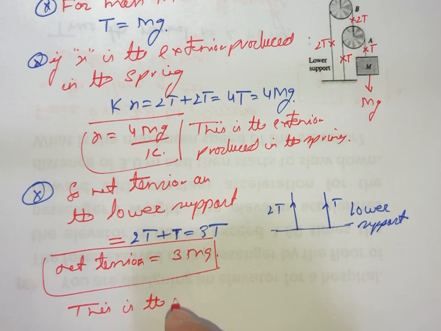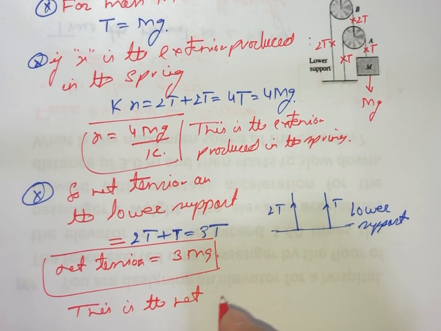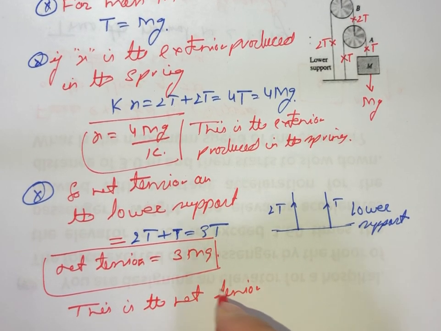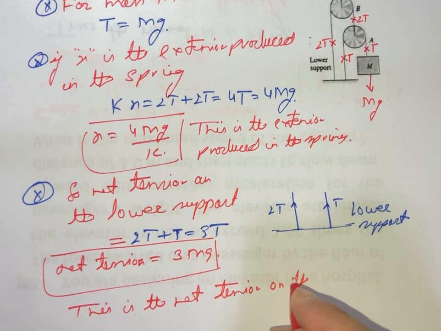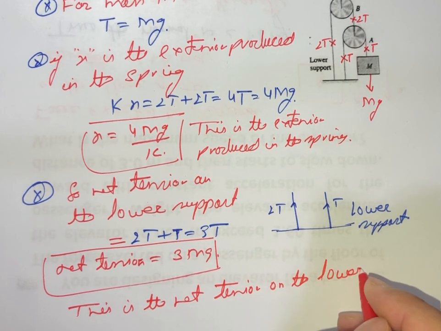This is the net tension on the lower support.